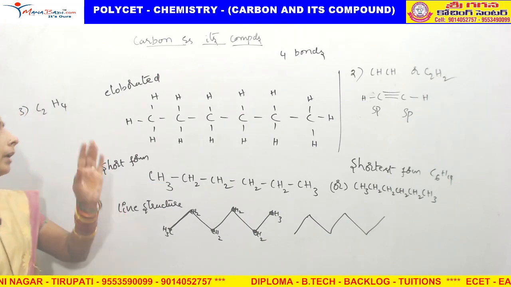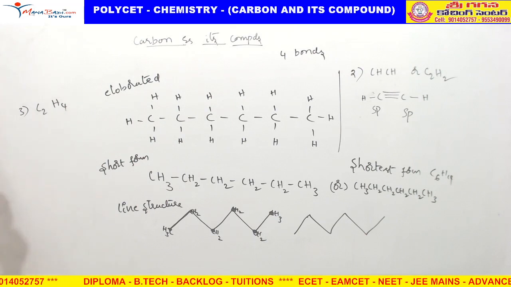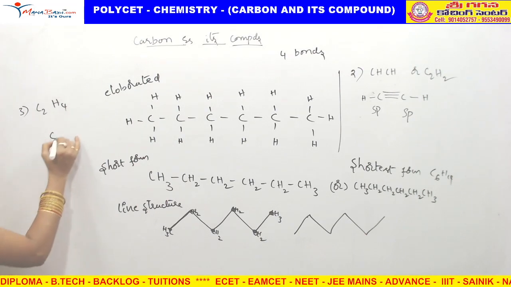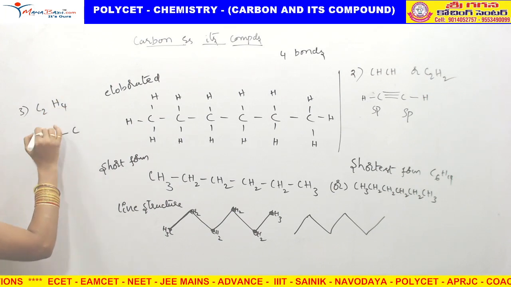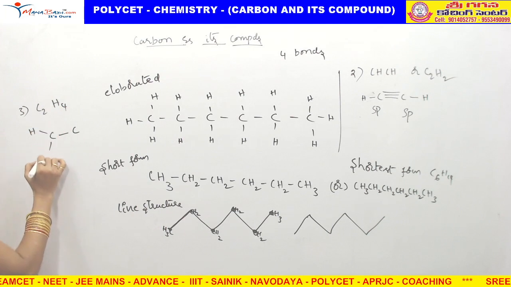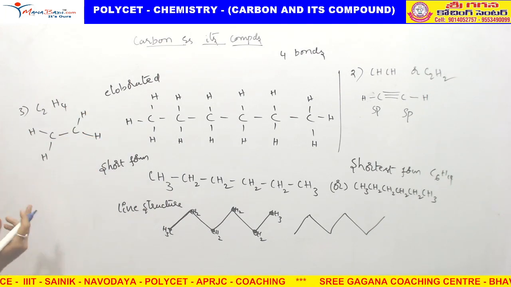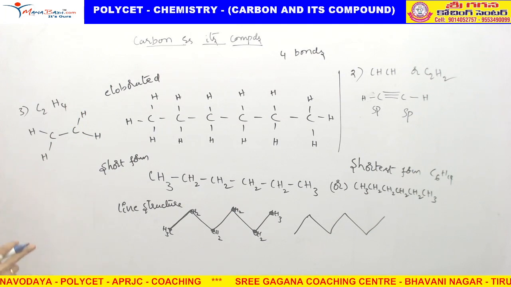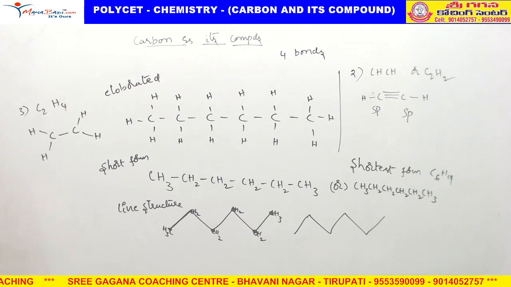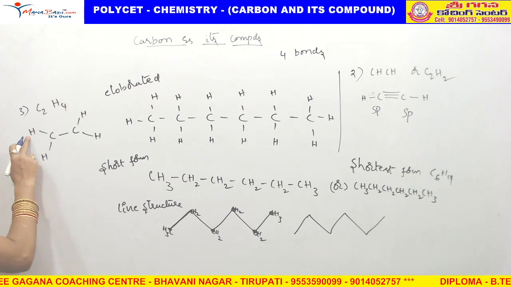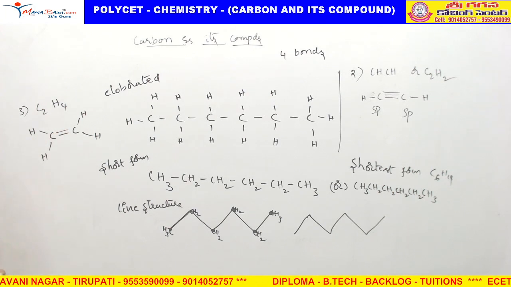That's all. Now, here the number of carbons is 2 and hydrogens are 4. Write the structure. Carbon bonds with carbon. Each carbon is bonding with 2 hydrogens. Equally they are distributed. And is it satisfied? 4 valency for carbon. Is it satisfied? 1, 2, 3 bonds. So a double bond should be there.